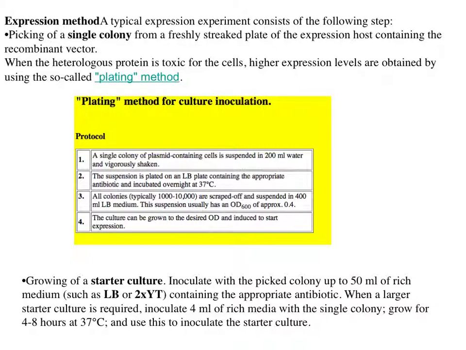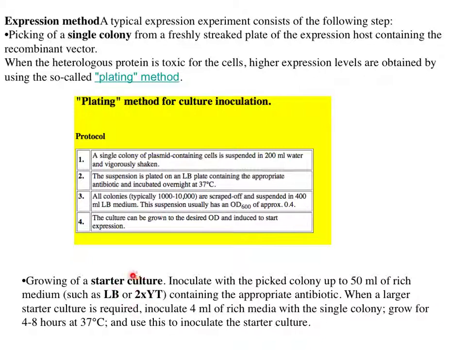When heterologous protein is toxic for cells, higher expression levels are obtained by using the plating method. In the plating method, a single colony of plasmid containing cells is suspended in 200 ml water and vigorously shaken. Suspension is plated on an LB plate containing appropriate antibiotics. All colonies are scraped off and suspended in LB media. The suspension usually has an OD of approximately 0.4. The culture can be grown to the desired OD to start the expression.